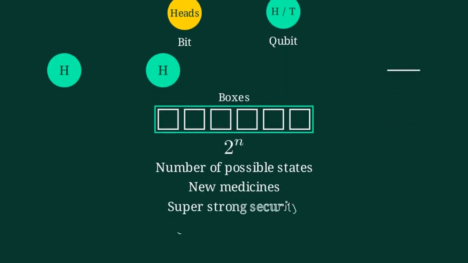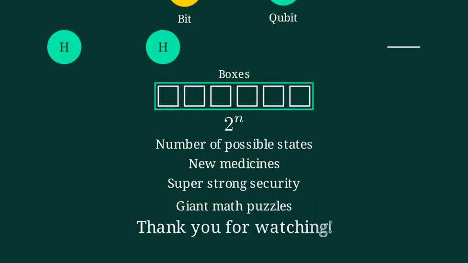That is why quantum computing is promising for new medicines, super strong security codes, and solving huge math puzzles. In summary, classical bits are simple switches, but qubits are spinning coins. Superposition and entanglement give quantum computers their power.